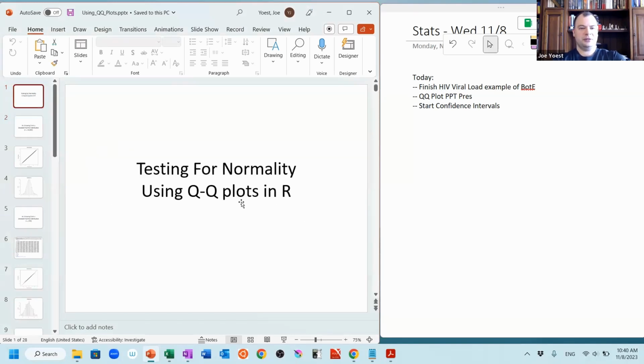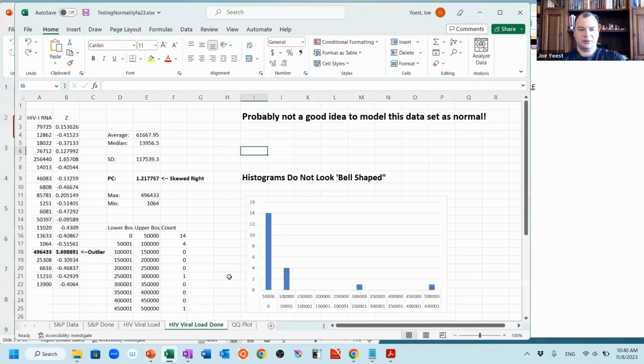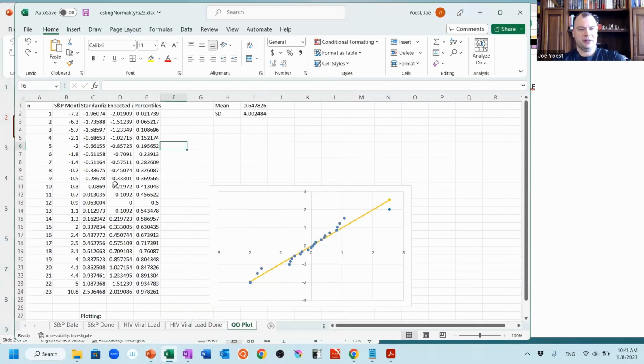So here I'm using the statistical programming language R for these demonstrations. But you could use any of several statistical packages. Excel is a bit of a pain to construct a QQ plot in, although you can do it. The last sheet on here is actually a construction of a QQ plot from first principles in Excel.